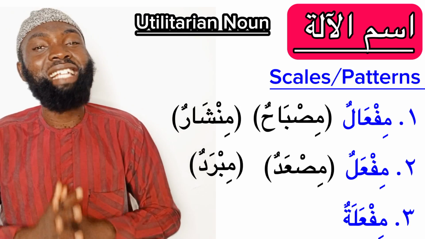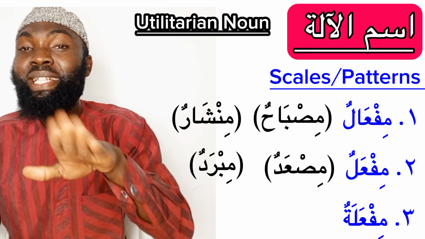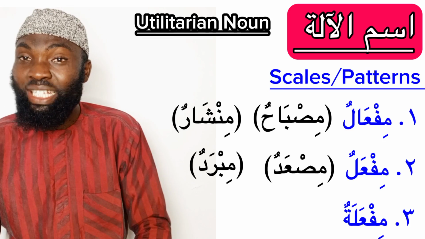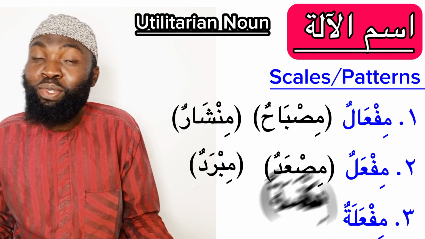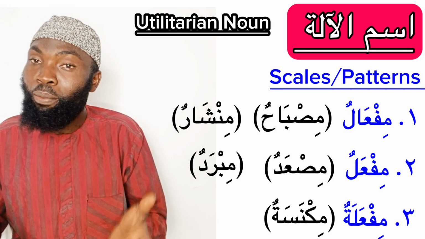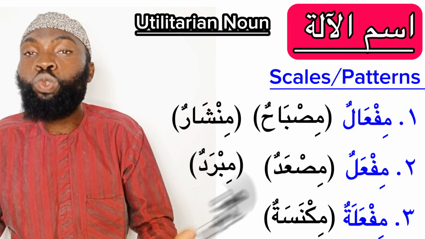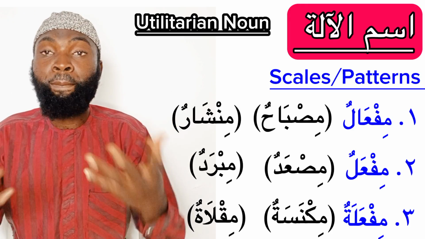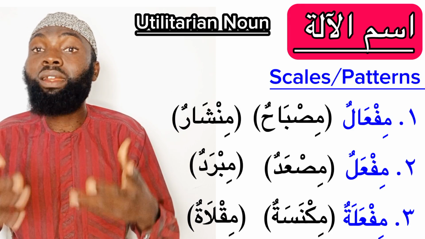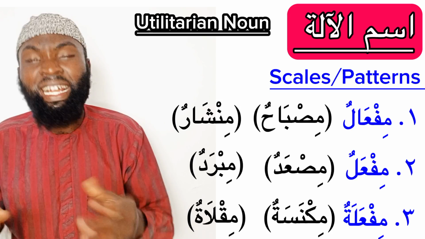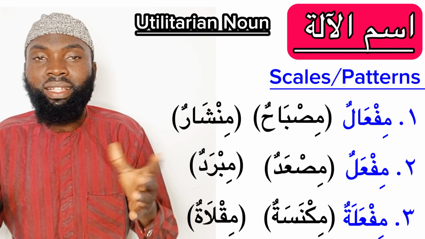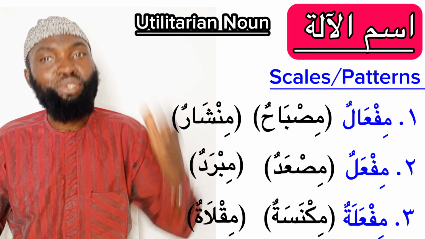And the last pattern is the pattern of mif'alatun. Under this we have the example miknasatun, which means a broom. And we have miqlatun, which means a frying pan, and mibrotun. All these fall under the pattern of mif'alatun.